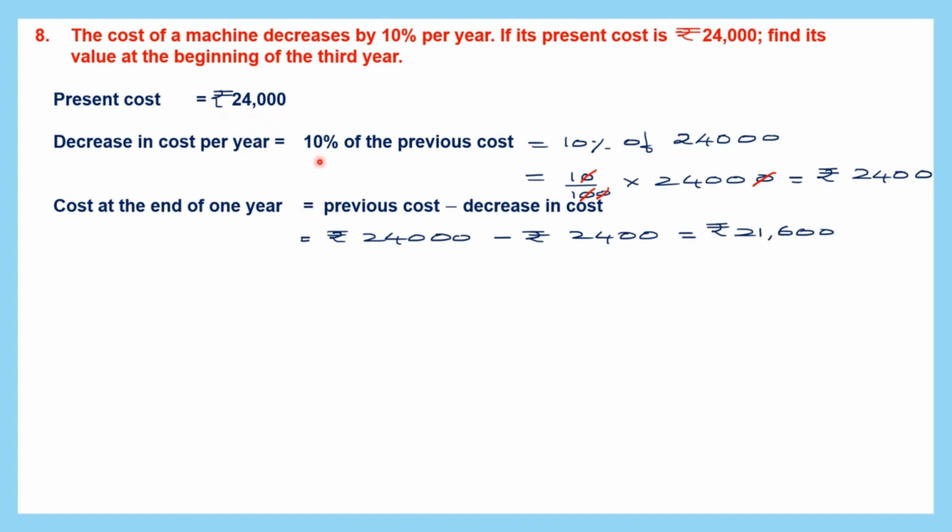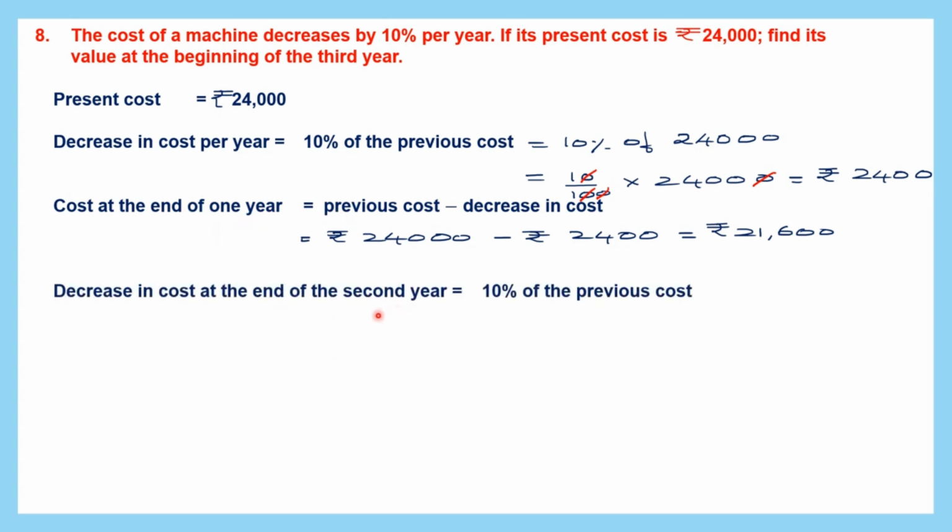Then the cost reduced by 10%, that is 2,400, and now at the end of 1 year it is 21,600. Now we have only found for 1 year. We have to go to the next year. So, decrease in cost at the end of the second year. Okay. So decrease in cost per year, and we found at the end of 1 year the cost. Now we are finding only the decrease first, and that is 10% of the previous cost.